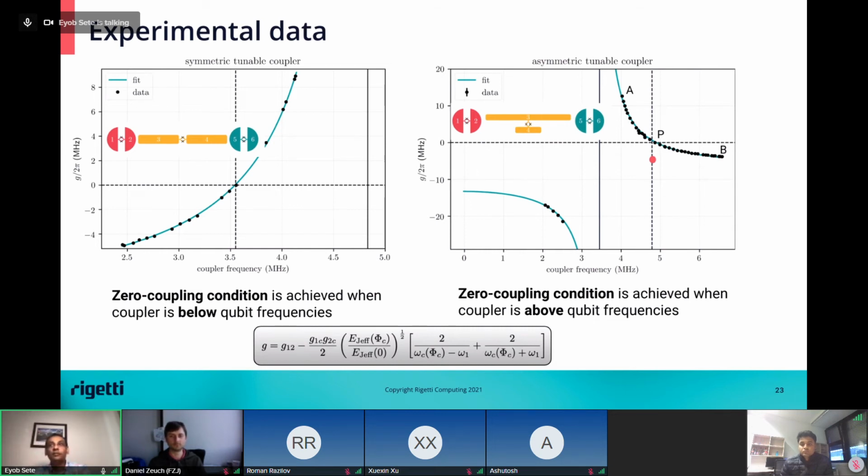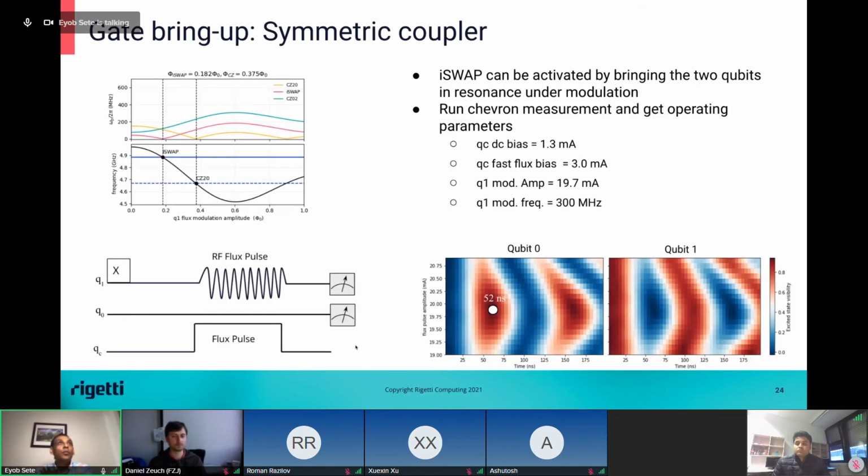Probably the points that we measured here are fitted to this function because there is a flux dependence that I haven't seen in papers. It's very important to add the flux dependence of the coupling between the qubit and the coupler, which is really important. Okay, so we implemented iSWAP on this gate. Oh, I'm aware. Can you give me 5 minutes or so? I'll be done.